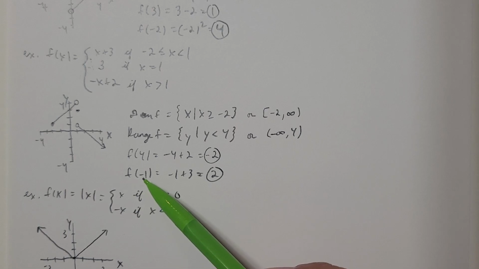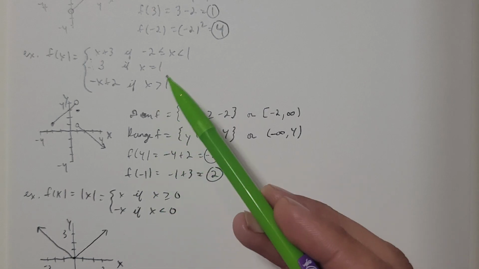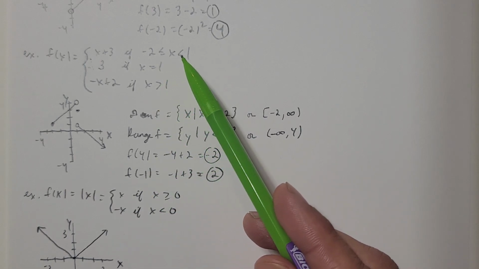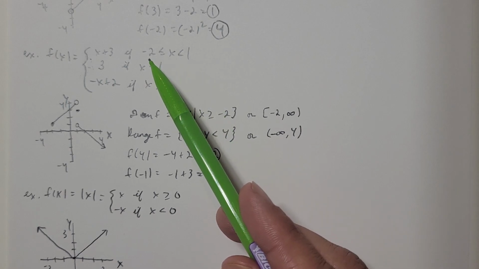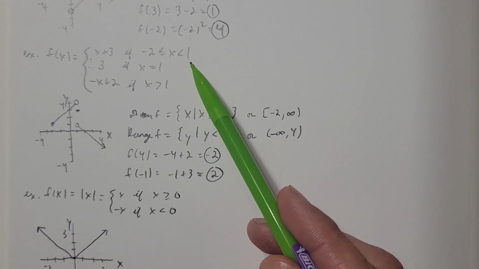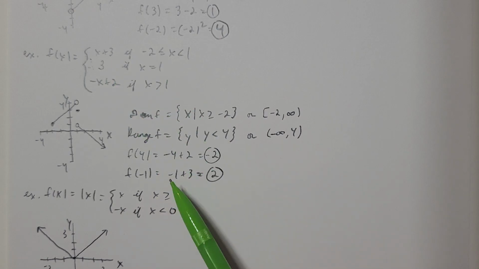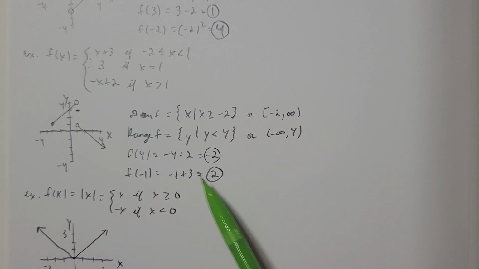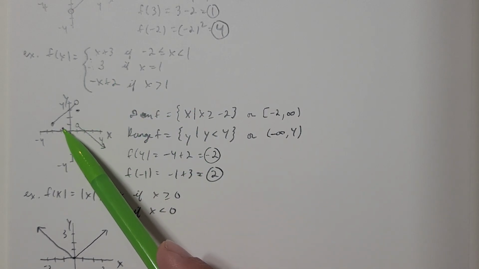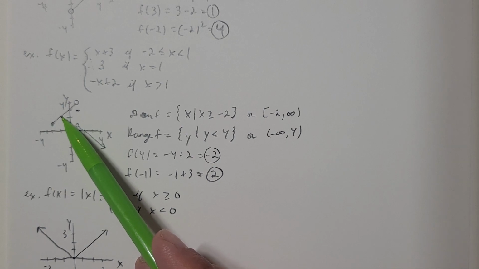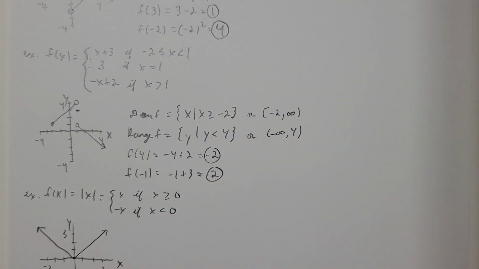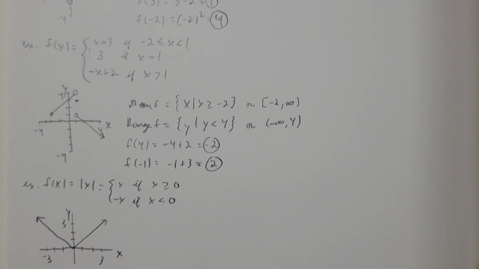If x is -1, I'm going to be using piece 1, right? Because -1 is between -2 and 1. -1 plus 3 is 2. So the point (-1, 2), that'd be right there. That's on the graph. Okay.